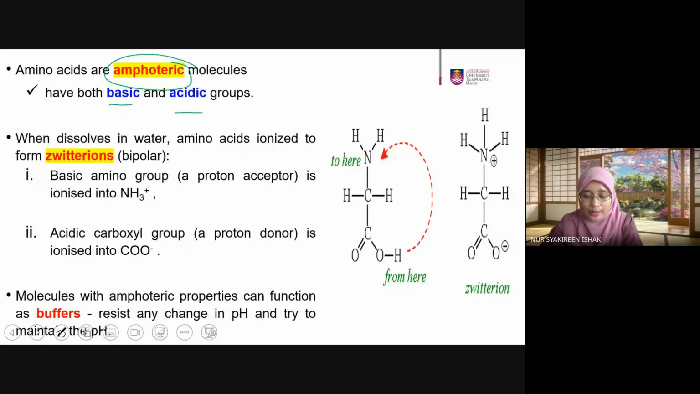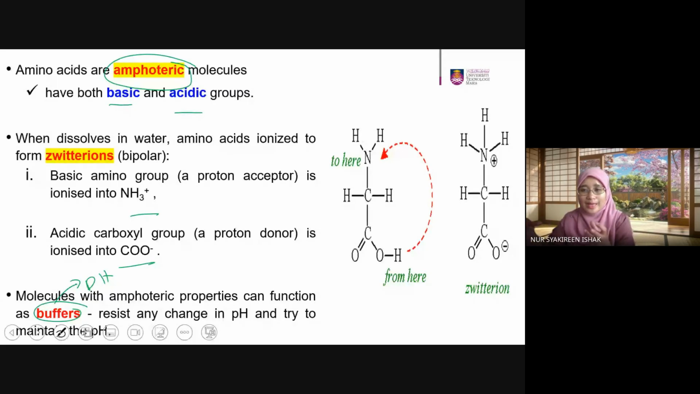When an amino acid is dissolved in water, it will be ionized to form a Zwitter ion. A Zwitter ion is a molecule that has both positive and negative charge. The basic group will be a proton acceptor, which will be ionized to NH3 plus. The carboxyl group will be ionized to form COO negative. Molecules with amphoteric properties can function as buffers. Buffers here refers specifically to pH buffers. What is a pH buffer? It resists any change in pH and tries to maintain the pH.